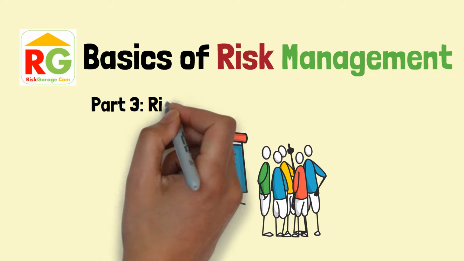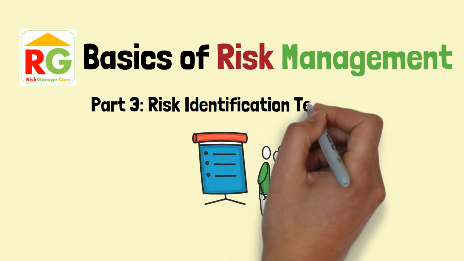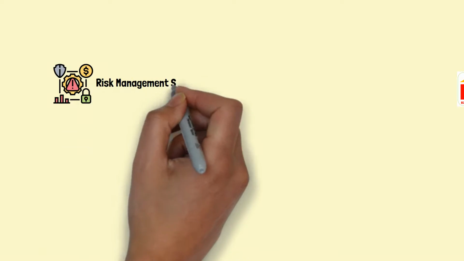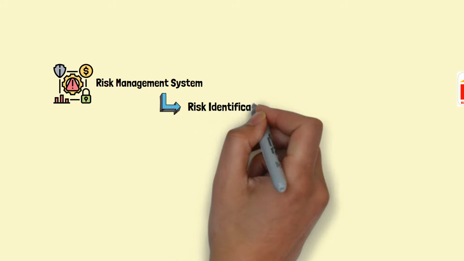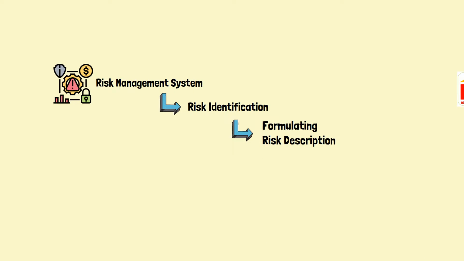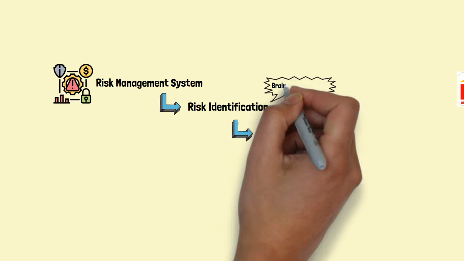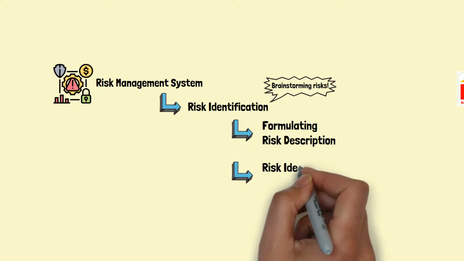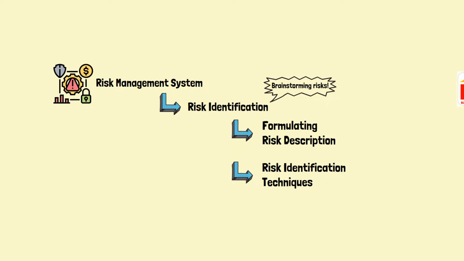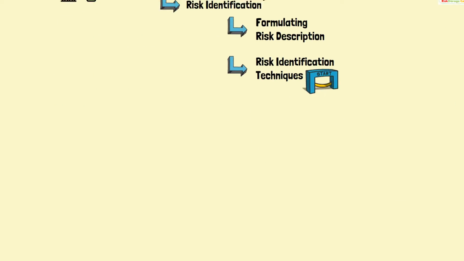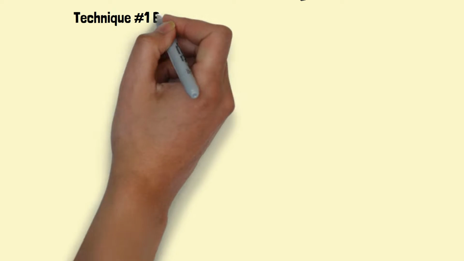Part 3. Risk Identification Techniques. In the first two videos, we talked about basics of risk identification and formulation of risk description. We briefly touched on the brainstorming technique for risk identification. In this video, I would like to share with you the available risk identification techniques that could be useful to you. Let's begin. Technique number 1.